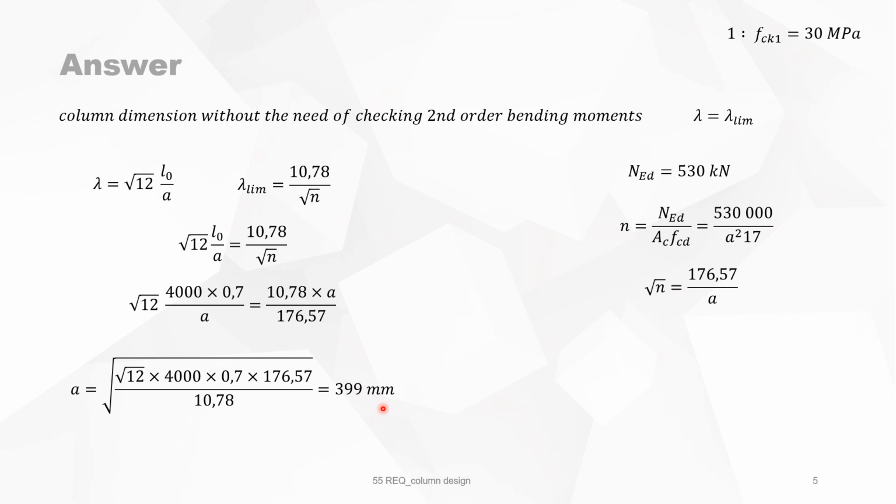So when we have a 400 millimeter square column, 4 meters high, and fixed end at the bottom and simply supported at the top, you still need a column of 400 millimeters to avoid second order bending moments calculations. So let's say it's about 400.